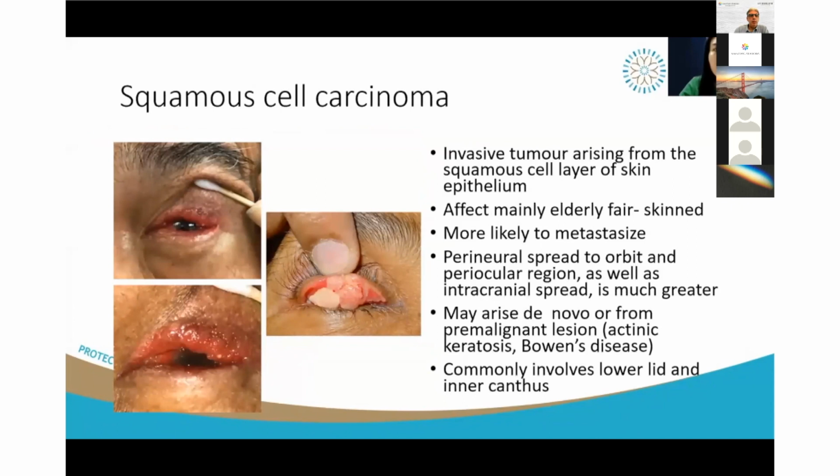Invasive squamous cell carcinoma is an invasive tumor arising from the squamous cell layer of the skin epithelium. It mainly affects the elderly and fair-skinned people, and is more likely to metastasize. Perineural spread to the orbit and periocular region, as well as intracranial spread, is much greater. It may arise de novo or from precancerous lesions such as actinic keratosis and Bowen's disease. It commonly involves the lower eyelid and inner canthus.